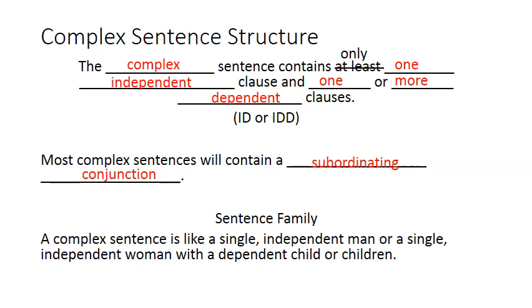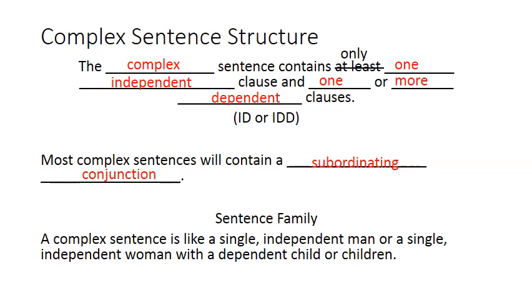So if we're continuing our sentence family, the complex sentence is like a single independent man or a single independent woman with a dependent child or children. So it's like a single parent. Whereas the simple sentence, remember, was just your one single independent man or single independent woman. Your compound sentence is two single independent men, or two single independent women, or one of each, just two independent clauses. Here our complex sentence structure is a single independent man or a single independent woman with their dependent children.